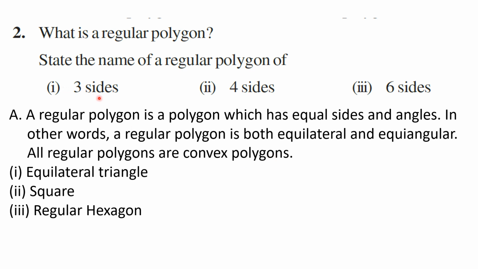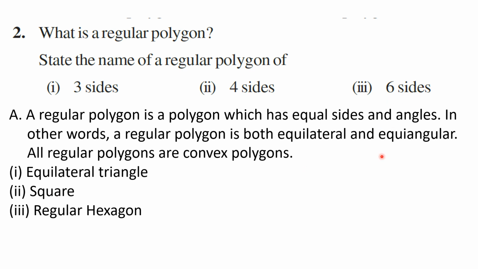So now part 1, 3 sides. We know that a polygon made of 3 sides is known as a triangle. But if all the 3 sides are equal, and all the 3 angles are also equal, then it is known as an equilateral triangle. And we know about 4 sides. If a polygon has 4 sides, we call it a quadrilateral. But if all the 4 sides are equal and all the four angles are equal, then it is known as a square.